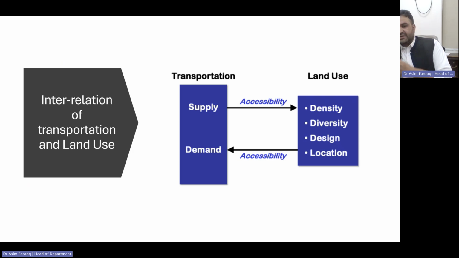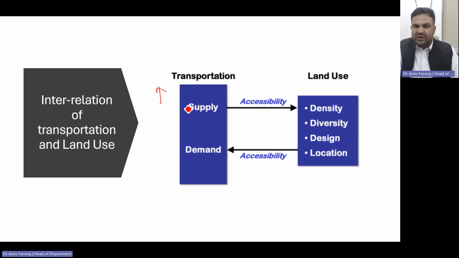And then again, the same land use is connected with the demand. You just need to understand that when we need to provide more supply, we need to use more land. Then we need to think in those directions: density, diversity, design, and location. Density means how many different activities per unit of land are taking place.